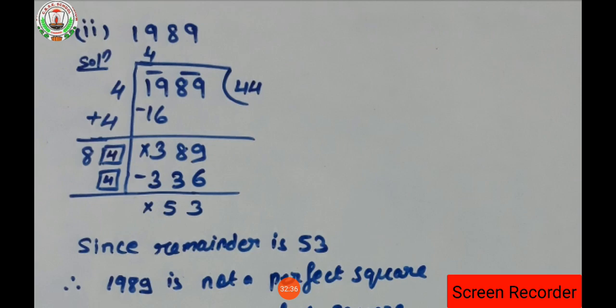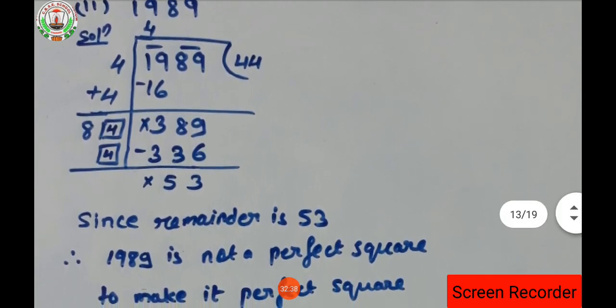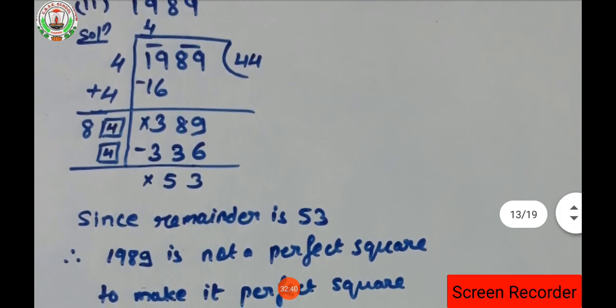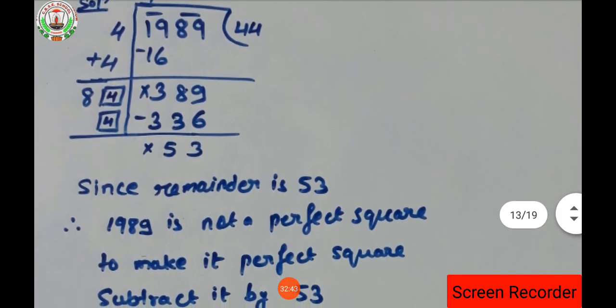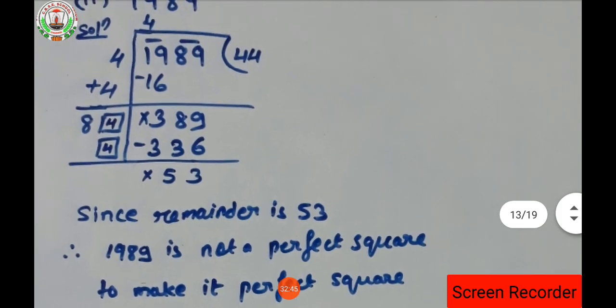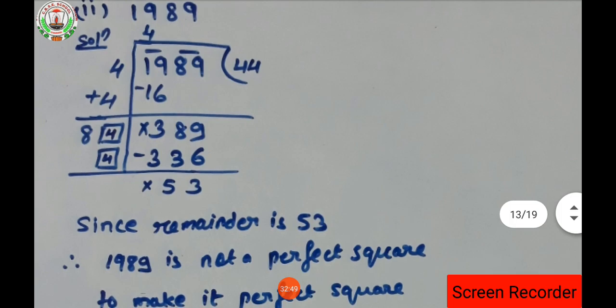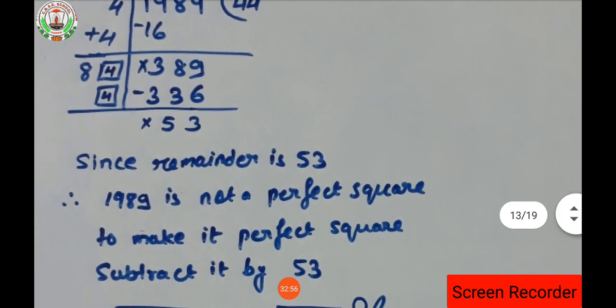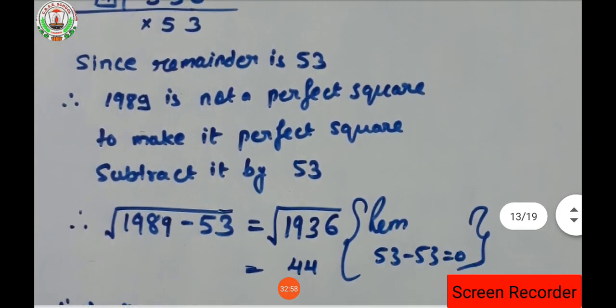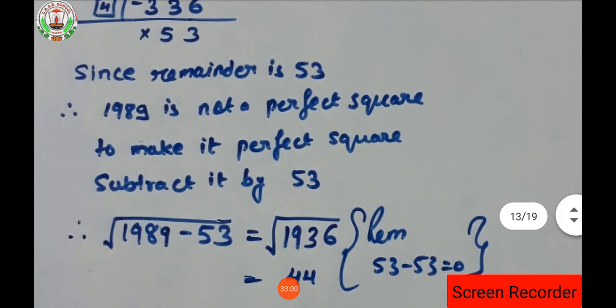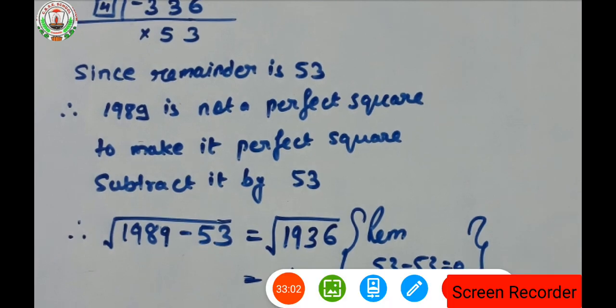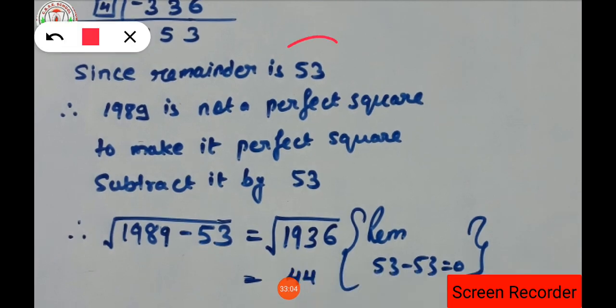1989 is the number. You have to perform the long division method. After performing the long division method, what remainder is left here? The remainder left is 53. If any remainder is left in the question, that means it is not a perfect square. So here the remainder is 53, so 1989 is not a perfect square. If it is not a perfect square, what do we have to do? We have to make it a perfect square, isn't it?